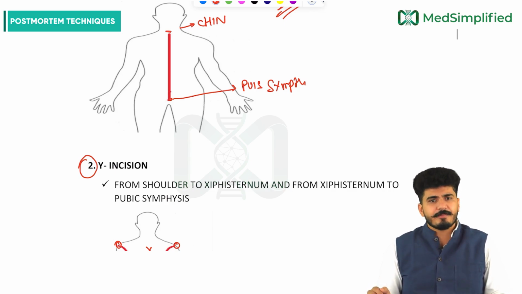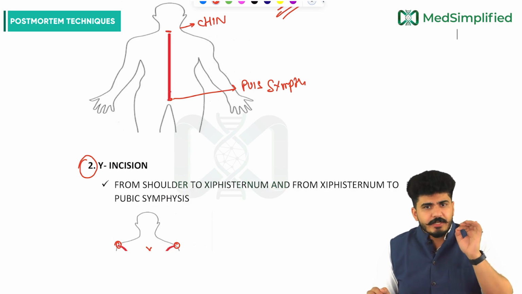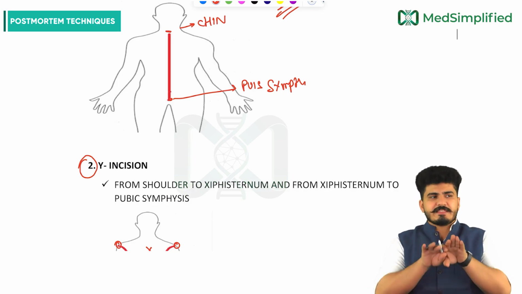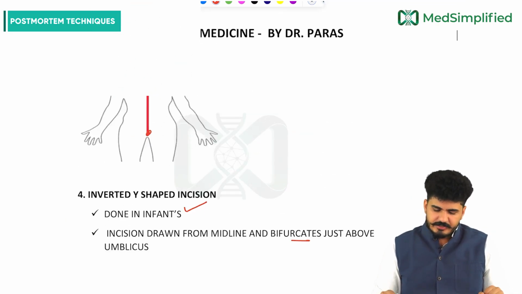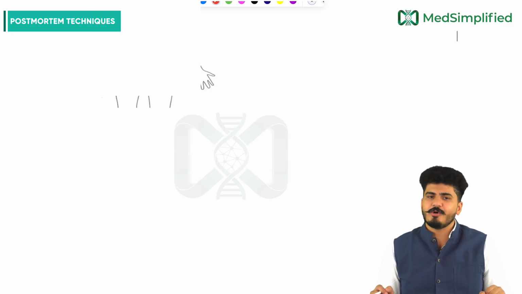Inverted Y incision: the incision which is done in infants. The incision is drawn from the midline and bifurcates just above the umbilicus, my dear friends. So this is all about chapter 4 that we have learned. Thank you so much, my dear friends.